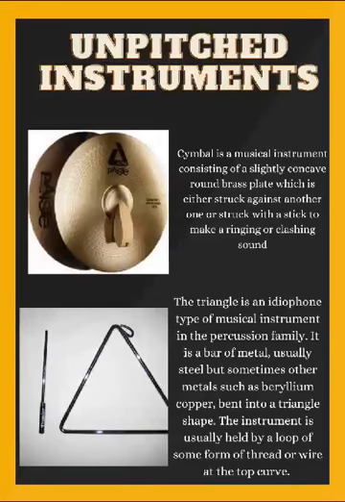Another example of unpitched instruments is a triangle. A triangle is an idiophone type of musical instrument in the percussion family. It is a bar of metal, usually steel but sometimes other metals such as beryllium copper, bent into a triangle shape. The instrument is usually held by a loop of some form of thread or wire at the top curve.